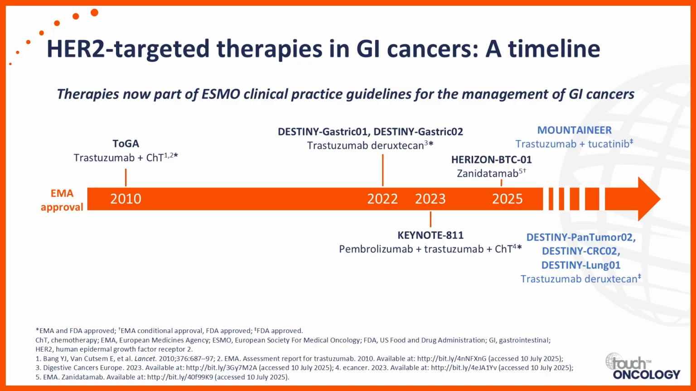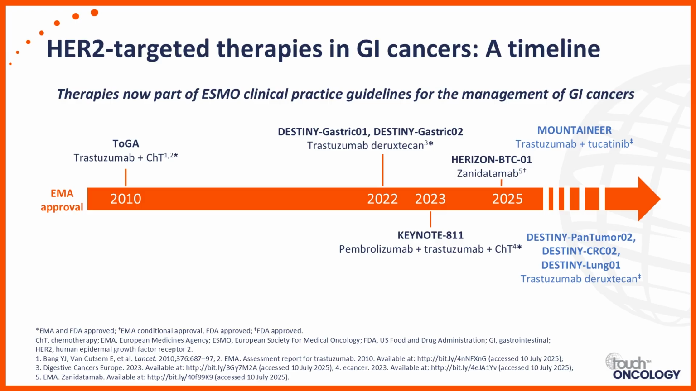If you look at the timeline, it started in GI cancer with the TOGA study that I had the privilege to co-chair together with Yung Bang from Korea. In the TOGA study in 2010, we showed that the addition of trastuzumab to chemotherapy in HER2 positive gastric cancers led to an improved outcome.